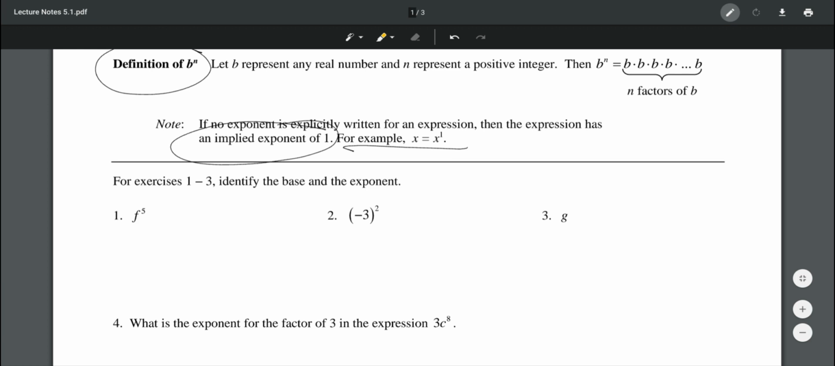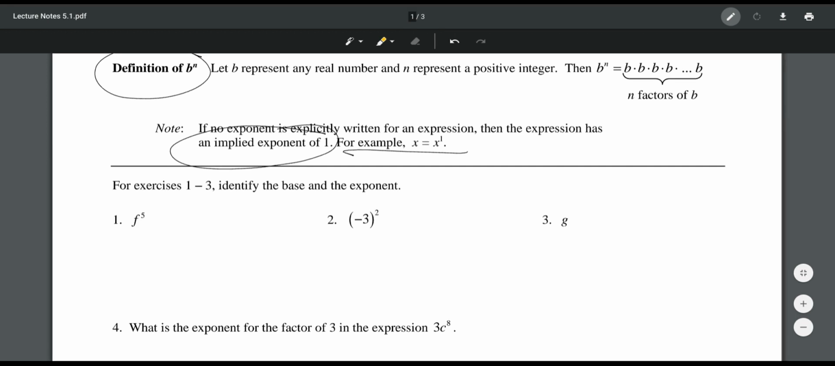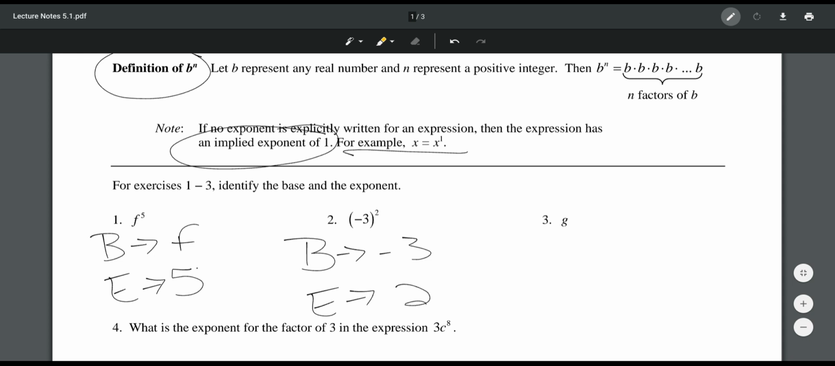So in examples 1 through 3, we are going to talk about the difference between the base and the exponent. In example 1, we have a base of f and an exponent of 5. In example 2, we have a base of -3 and an exponent of 2. And in example 3, we have a base of g, and since there's no visible exponent, we have an exponent of 1.